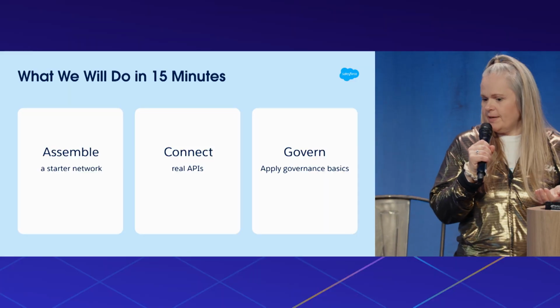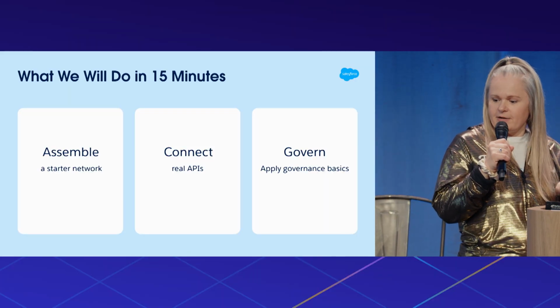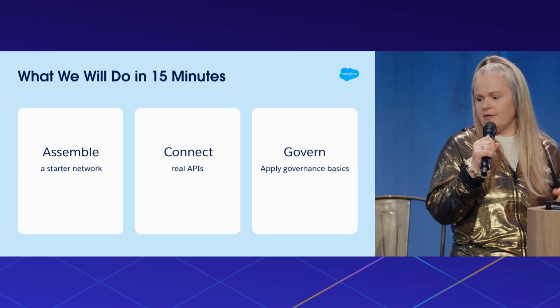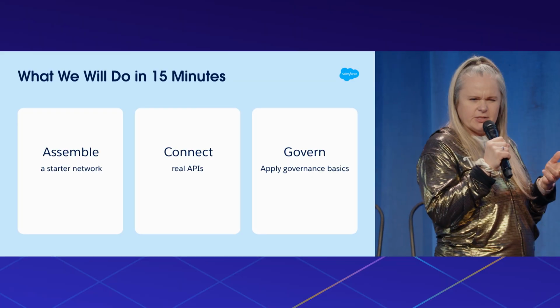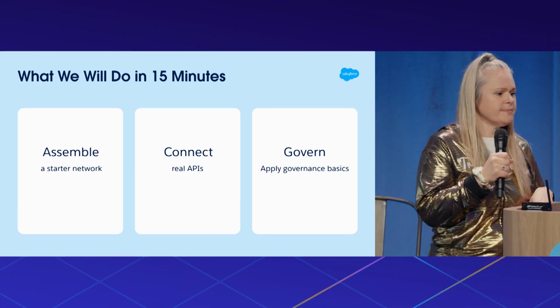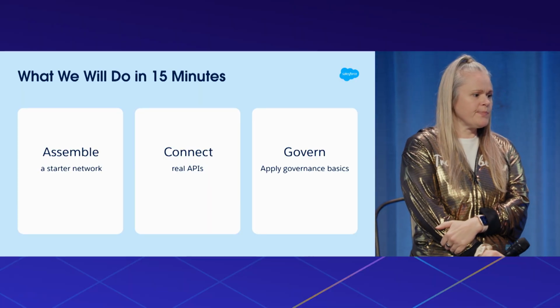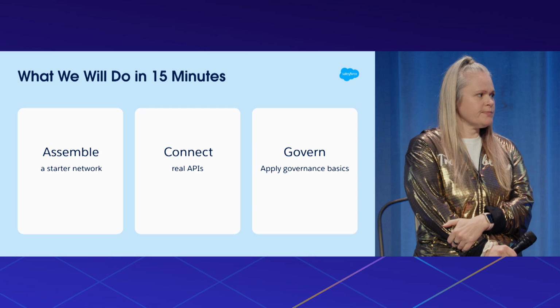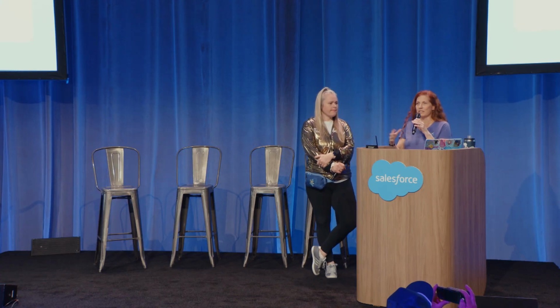So what we'll do in 15 minutes is we'll assemble a starter network, connect real APIs, and govern by applying governance basics. And this is just the blueprint of how you would do all this. And I'll just add that I think this is meant to be something you can take back with you and work on immediately. Obviously, you need to have some of the right tools in place, but this isn't something that should take you very long to grasp. This should be pretty straightforward, hopefully.